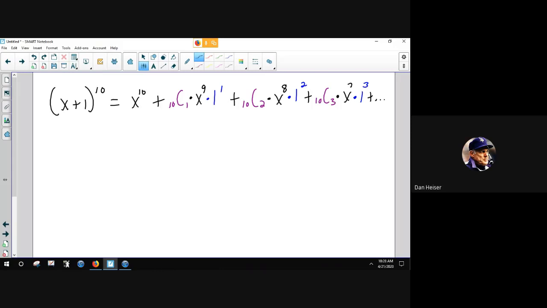So in just over 60 seconds or so, we already have 4 terms of our final answer. 5, x to the 8th, 10C3 is 120, x to the 7th, and we have more terms after this, but in roughly a minute, 1, 2, 3, we have 4 terms of our final answer. That is the power of the binomial theorem.